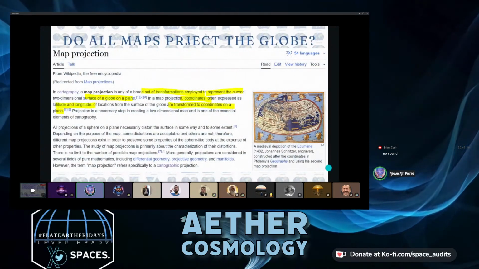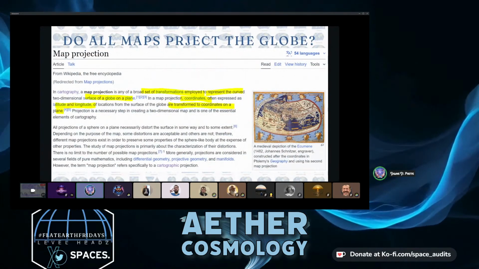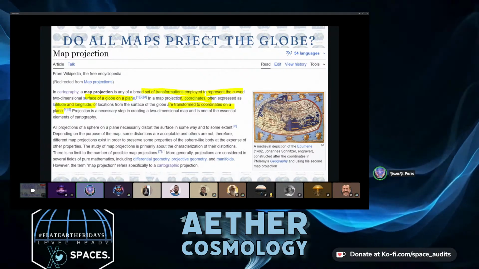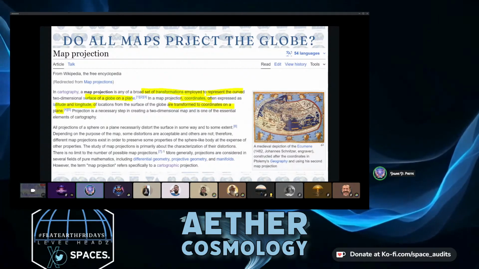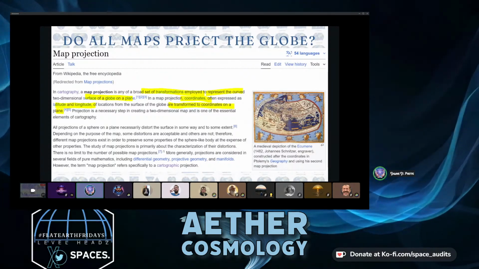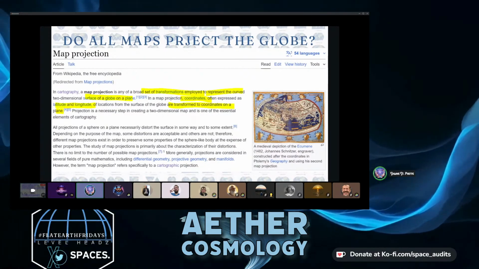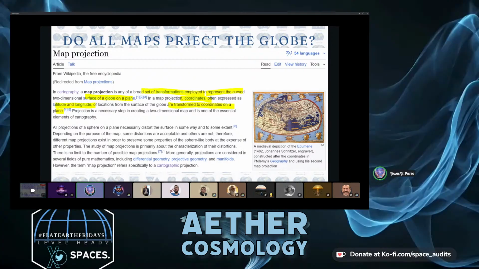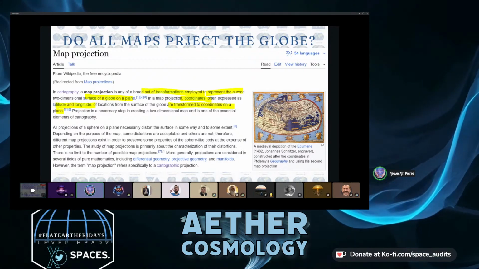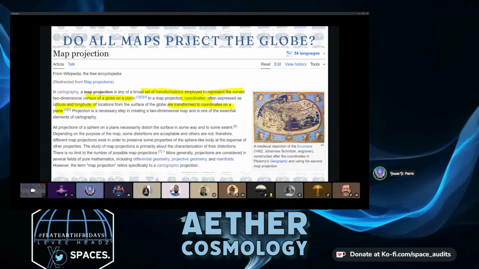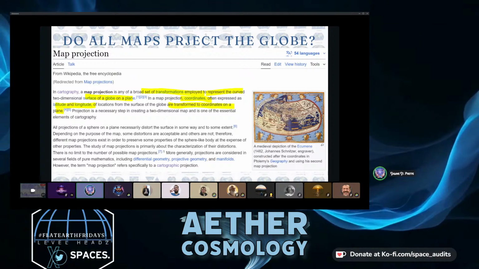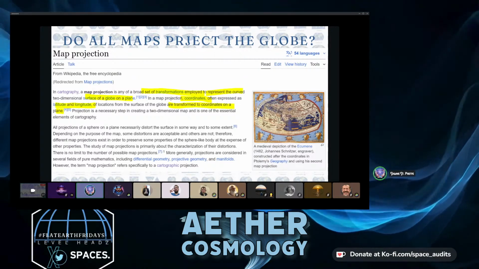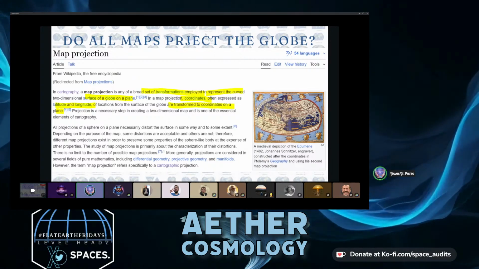Let's start here. So Wikipedia, the king of mainstream nonsense. Do all maps simply project the globe? No, they project what? Coordinate systems, or in this case, projected coordinate systems specifically, right? So all projections of a sphere on a plane necessarily distort the surface in some way. So everyone includes this all the time. ChatGPT will also answer your question, probably after lying to you, and then give you this. But it can't be because of this.